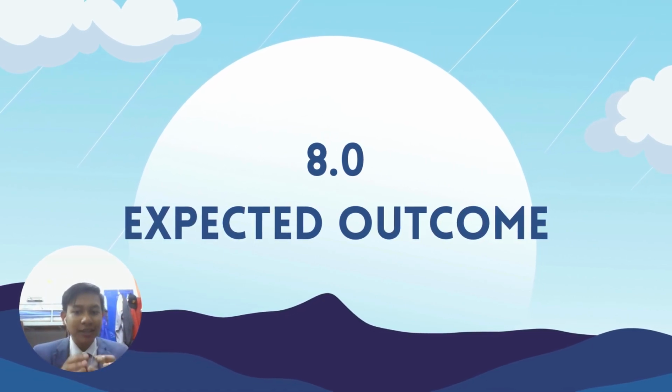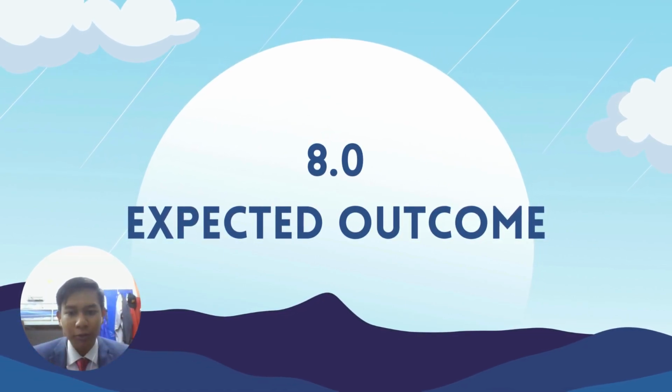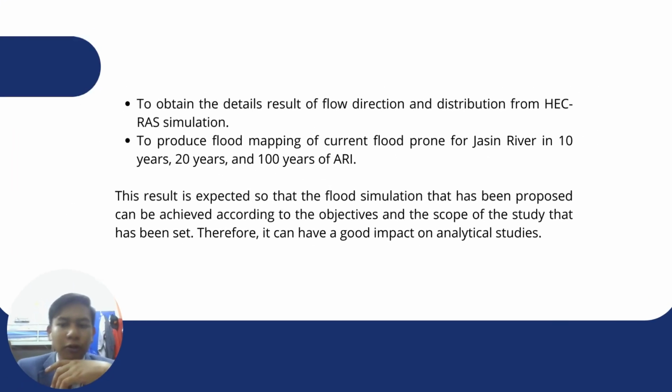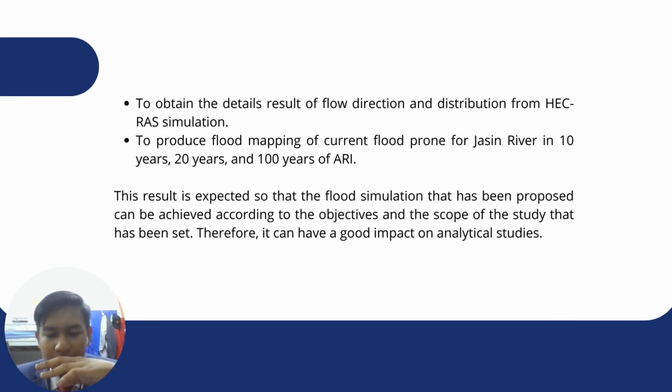which is the conclusion of our project. Okay, for our outcome of this FYP, the first one is to obtain the detailed result of flow direction and distribution from HEC-RAS simulation, and then to produce flood mapping of current flood run for Jasin River in 10 years, 20 years, and 100 years of ARI. What is ARI? It is average recurrence interval.